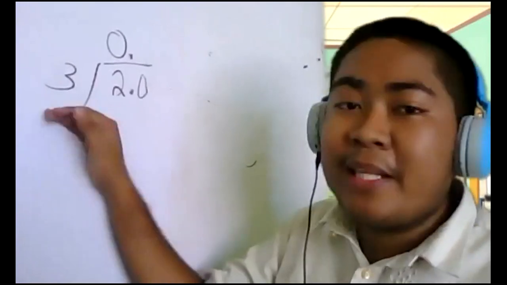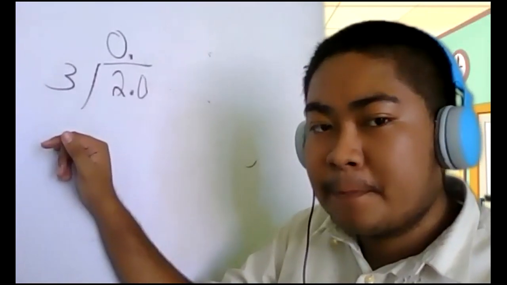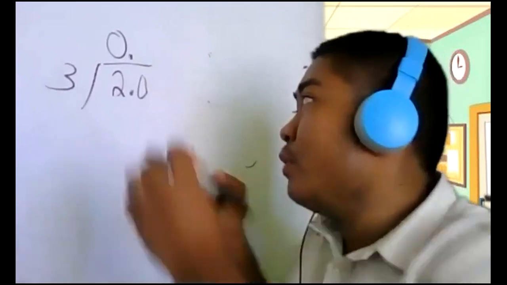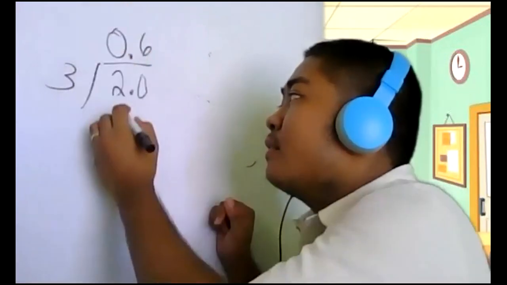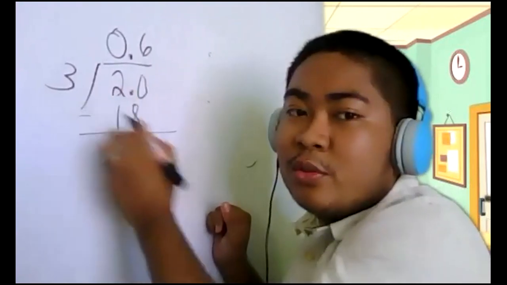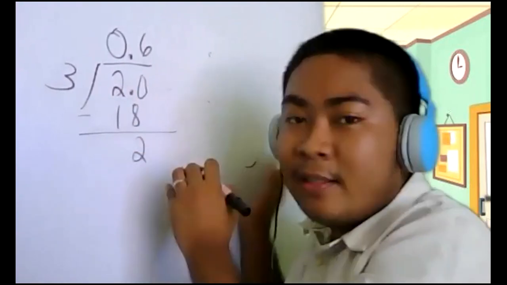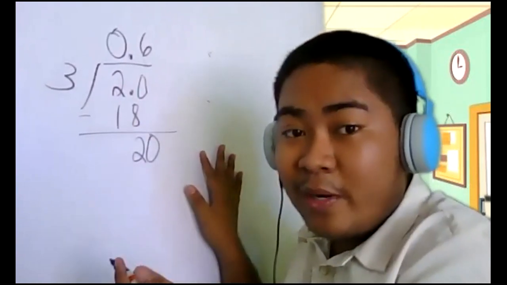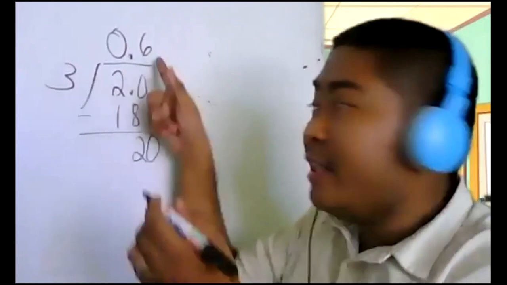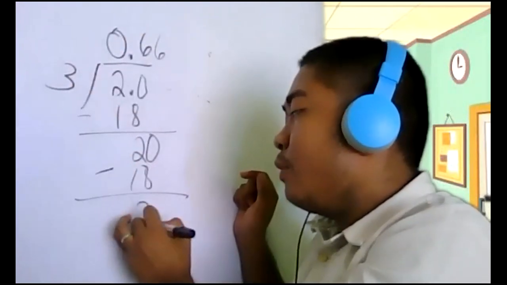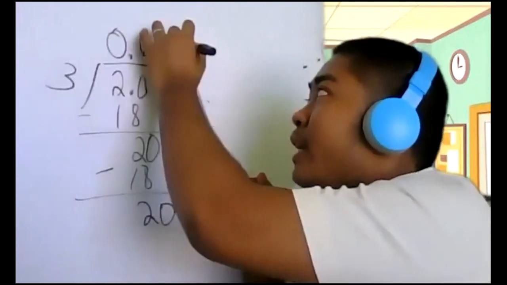So, 20 divided by 3, that's going to be 6. That would be 6 to get 18. And then 20 minus 18 is 2. So bring down or add 0 again. 20 divided by 3 would be 6. 6 times 3 is 18. Subtract, that would be 2.